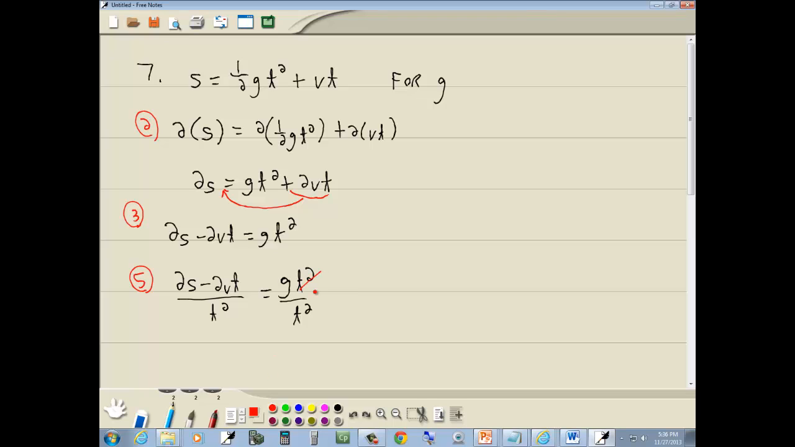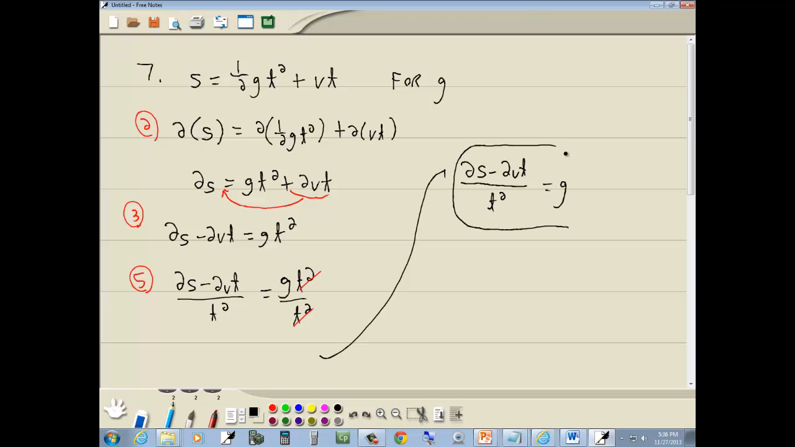Now when we do that, these t squareds are going to cancel. And we got 2s minus 2vt all over t squared is equal to g. And that's our answer.